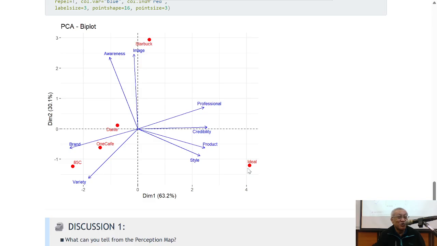Do we want to go this way so we can compete with Starbucks? Or do we want to go... we definitely don't want to go this way, right? Because that would dilute our strengths, right? This is our strength, and this is our weakness.